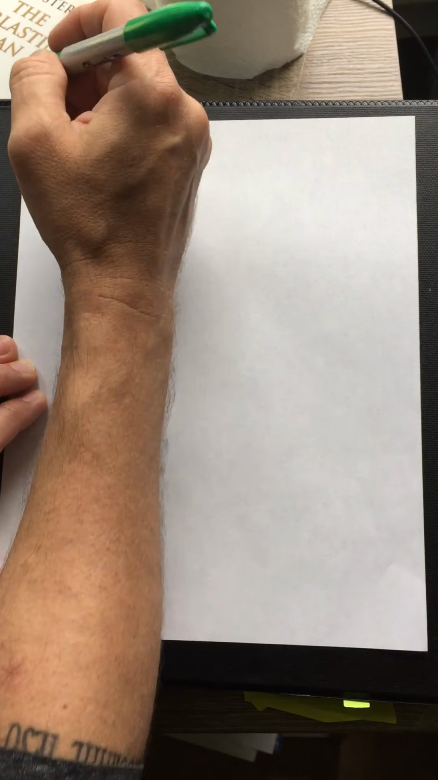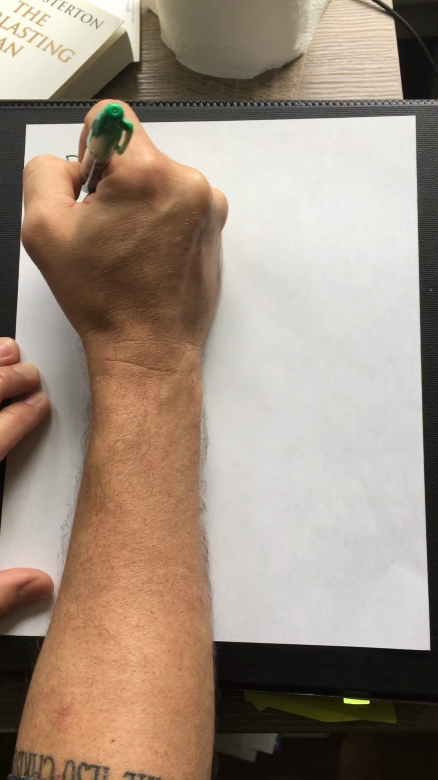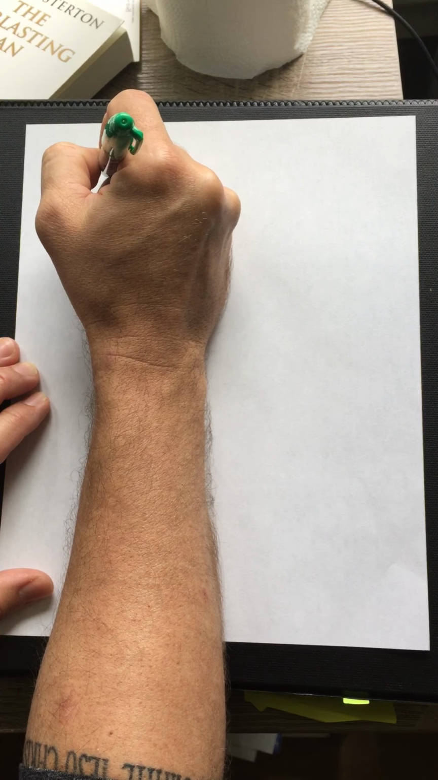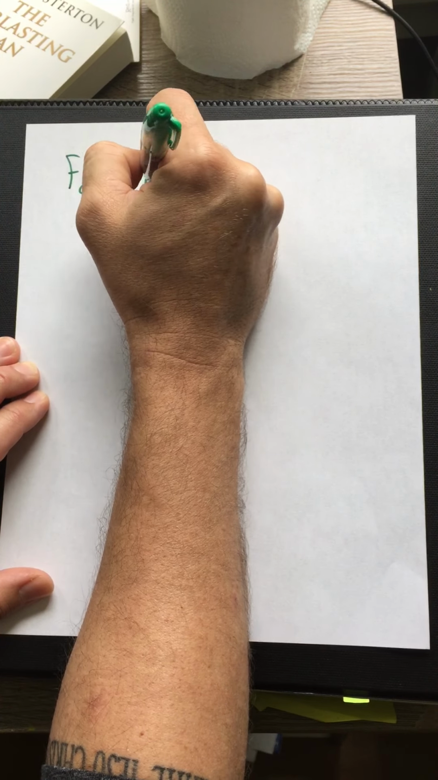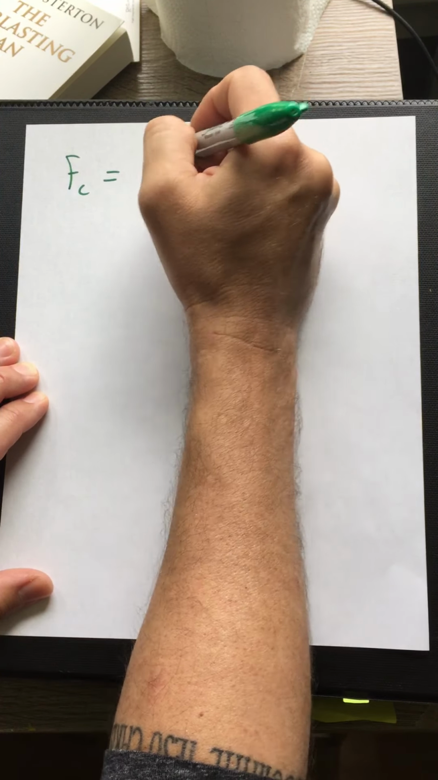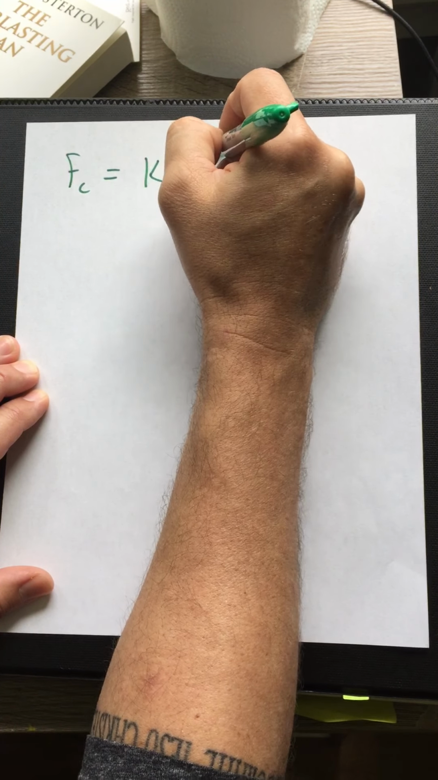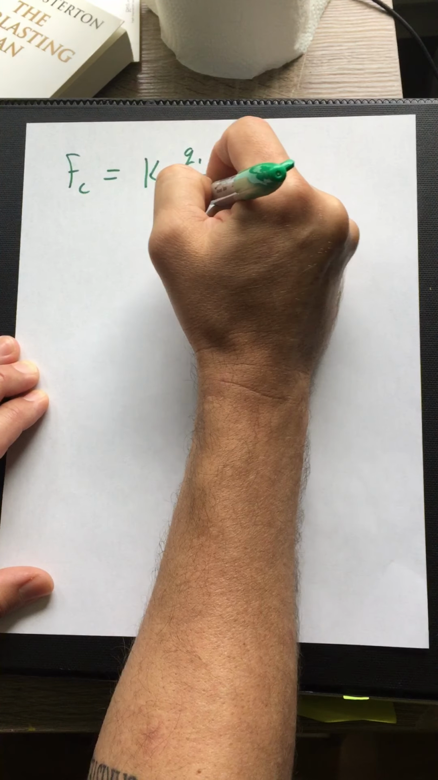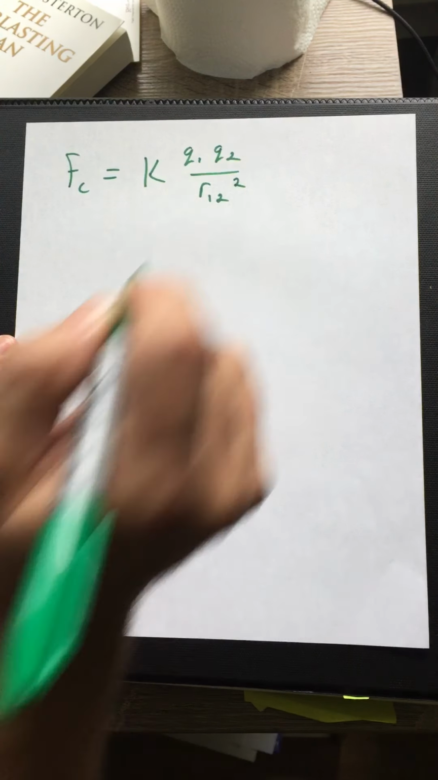All right, in this video, we're going to talk about a new concept called the electric field. What have we done so far? We've talked about the Coulomb Force, which we've said is expressible thusly, where Q1 and Q2 are two charges, R12 is the distance between those two charges, and that distance is squared.